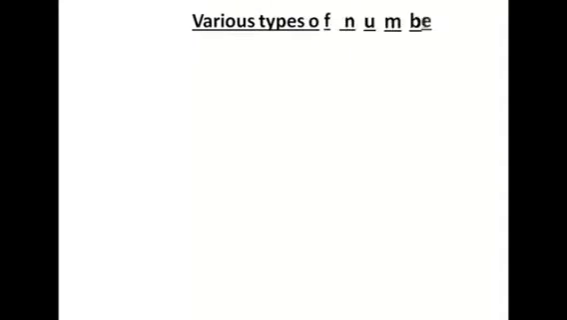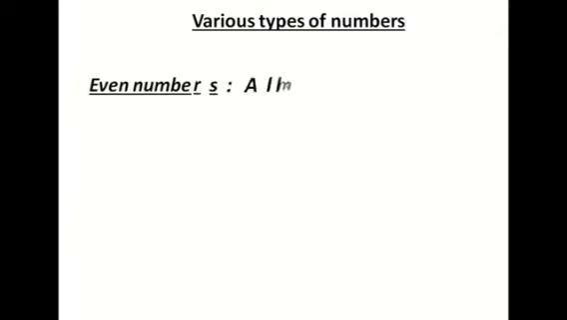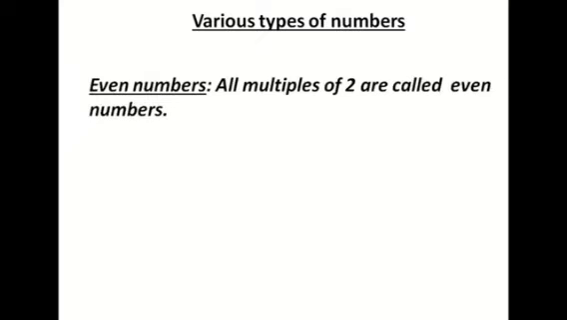Now we will discuss various types of numbers. You all know even numbers. So can you tell me what are even numbers? Even numbers are those which are multiples of 2. Okay. So all multiples of 2 are called even numbers. You know the examples like 2 1s are 2, 2 2s are 4, 2 3s are 6, 2 4s are 8, 2 5s are 10, like that. If you continue, you will get so many multiples of 2, and all those multiples are even numbers.